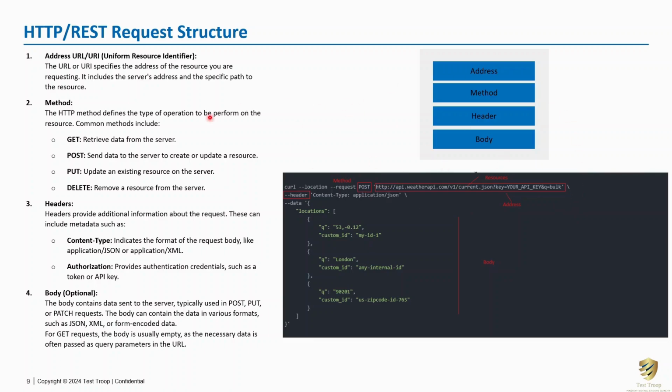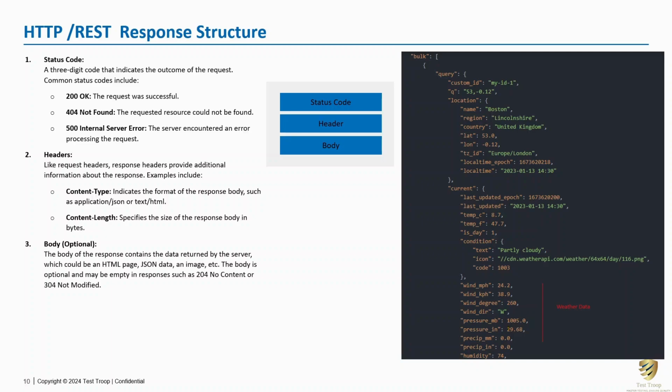Okay. Hope you understood this. In case of a response, the message structure starts with the status code. The status code basically tells you about the status of the request. Okay. If your request is processed properly, then you will get a 200 series.